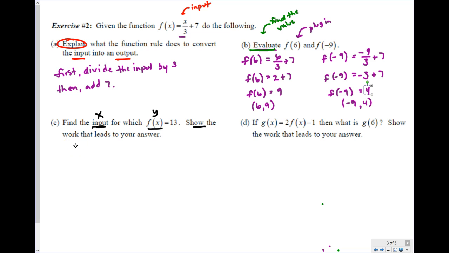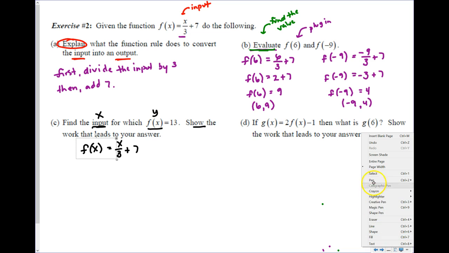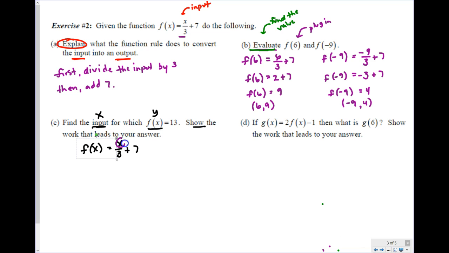So the first thing I'm going to do in this problem, this is not saying plug in 13, because 13 is not x. What is 13? 13 is y. So if I rewrite my function, f of x equals x over 3 plus 7, it's wanting me to find this right here. This is what we don't know. Do we know what f of x is? Yeah, it's 13. So I'm going to plug in 13 for f of x, and then try and solve this for my x that I don't know.